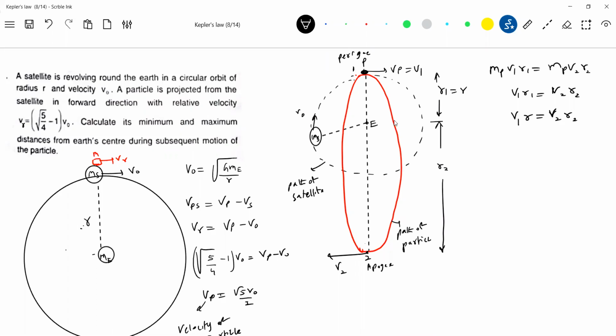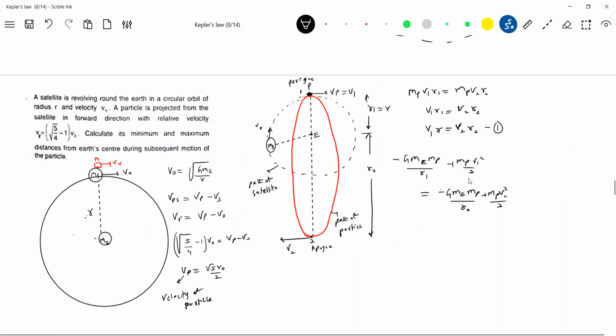So let me solve it. I'll solve for R2. If R2 is greater than R, then this will be perigee and this will be apogee. That is equation 1. Now conservation of mechanical energy: minus G mass of Earth times mass of particle over R1, plus half V1 square, equals minus G M_E M_P over R2, plus half V2 square.